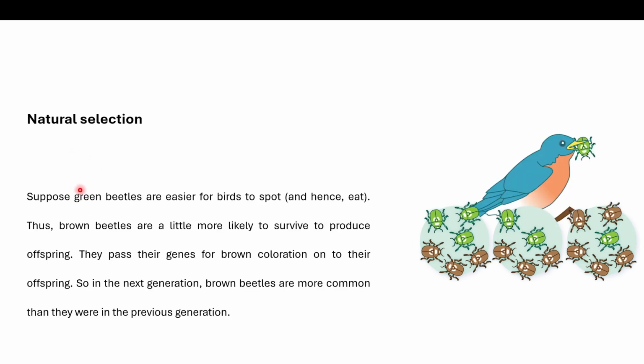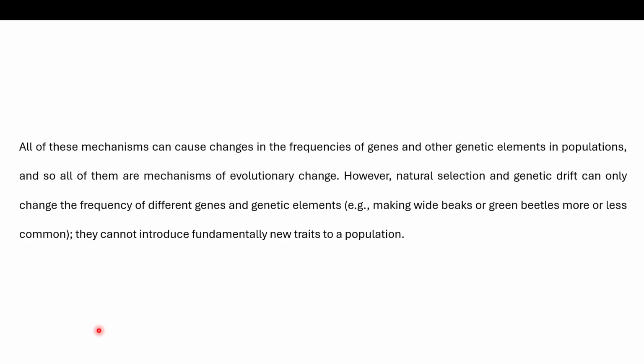Then there comes natural selection. Now, suppose the green beetles are easier for the birds to spot and hence eat, maybe against a lighter background or something like that. And thus, brown beetles are a little more likely to survive and produce offspring. So they eventually pass their genes for brown color onto their offspring. So in the next generation, brown beetles are more common than they were in the previous generation.